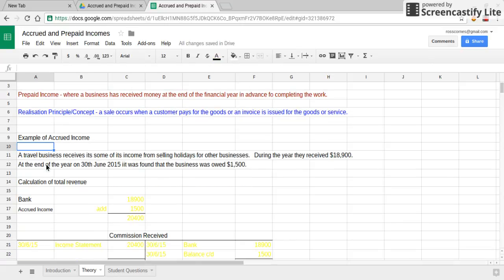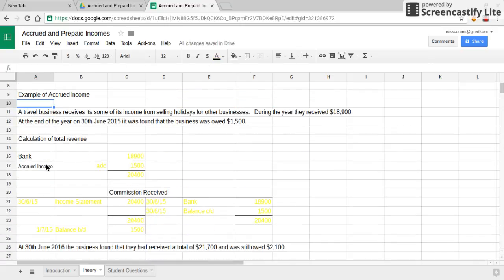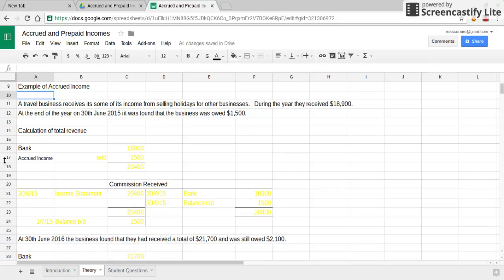Right, example of accrued income. Got a travel business and receives some of its income from selling holidays for other businesses. So the other businesses will give it commission or a percentage of the value of the sales. During the year, they've received $18,900 worth of income, but at the year end, it was found that other businesses owed it $1,500.